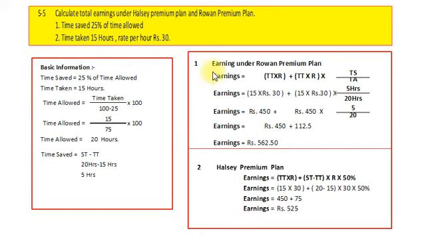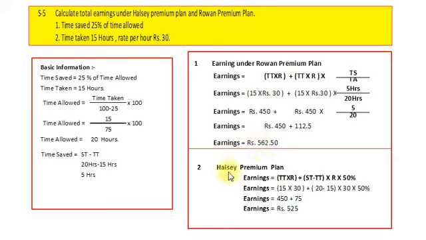Now we will calculate earning under Rowan Premium Plan, and our formula for earning is time taken multiplied by wage rate plus time taken multiplied by wage rate multiplied by time saved divided by time allowed. Now let us put the information. Time taken 15 hours multiplied by wage rate rupees 30 plus again 15 multiplied by rupees 30 multiplied by time saved 5 hours divided by time allowed 20 hours.